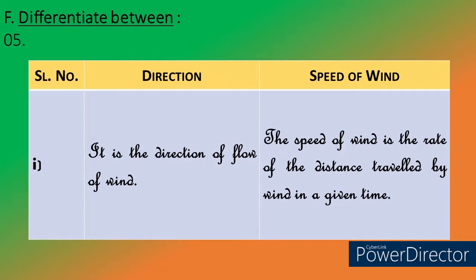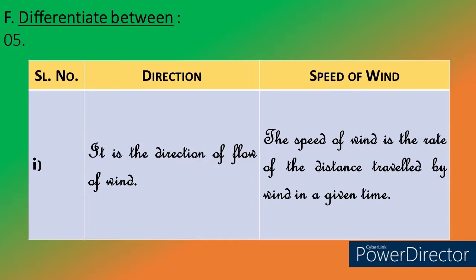Right. The next question, the fifth question: distinguish between direction and speed of wind. I hope you know, wind has two characteristics. One is direction, and the second is speed. Direction of wind and speed of wind, which you have learned in the very beginning of this lesson. Direction is none other than the direction in which the wind moves. It may be towards north or south or east or west. That direction towards which a wind moves is known as the direction of wind.